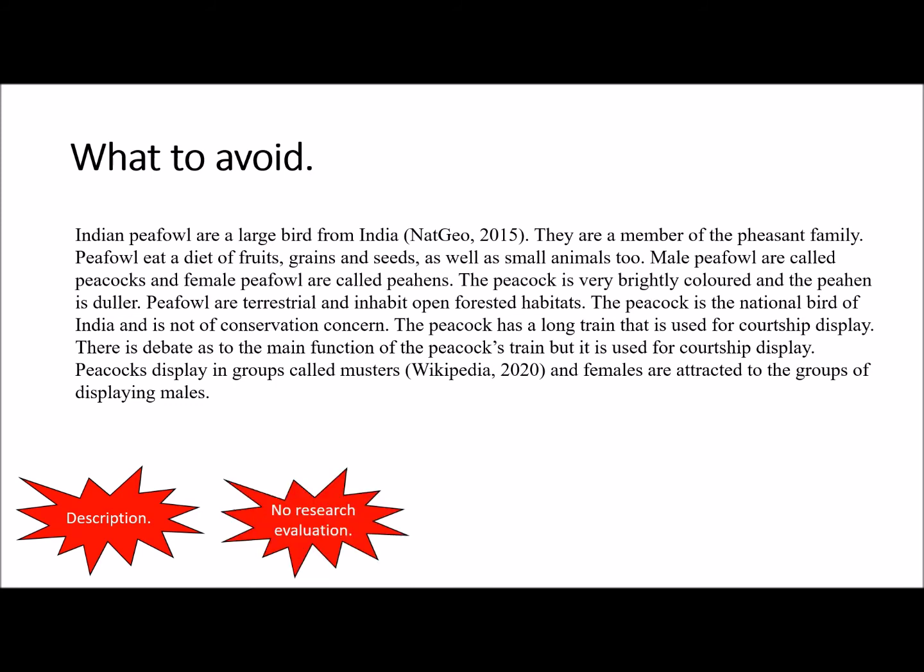What it does not do is research evaluation. There is no description, discussion, review, evaluation, or explanation of research papers in this article. All it does is tell me about the peacock itself. And consequently, it's let down by this lack of referencing because there isn't the research evaluation included in it. Yes, the National Geographic website is a good one, and yes, you could include it if you also included peer-reviewed papers, but we shouldn't be using information from Wikipedia.